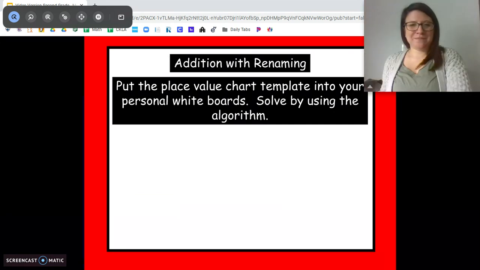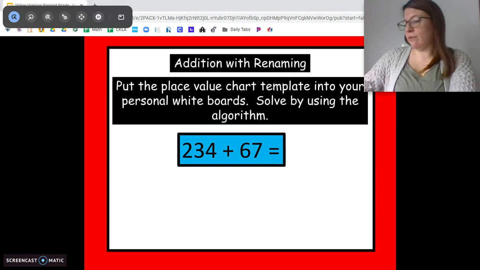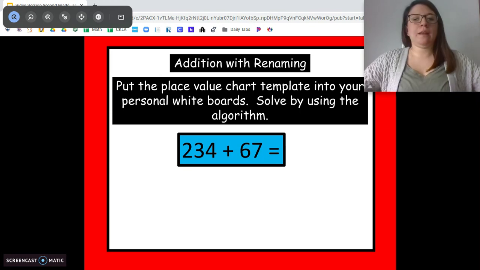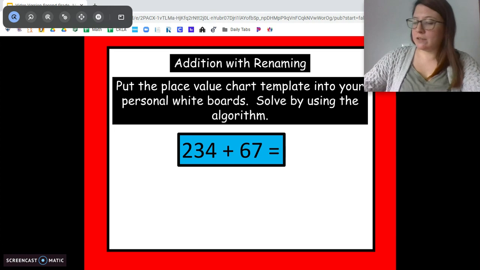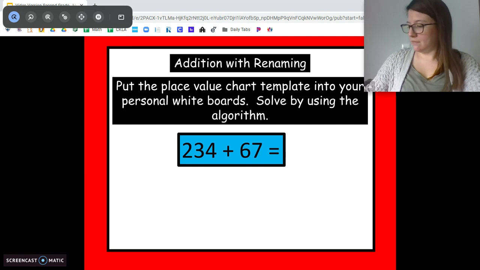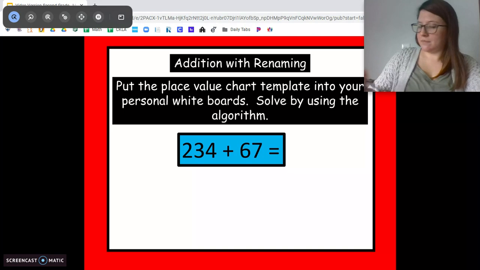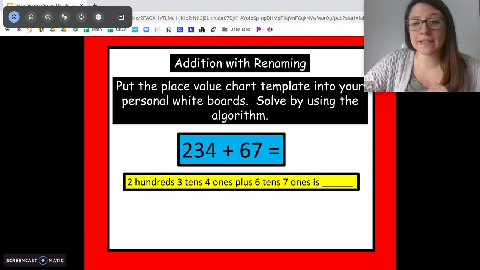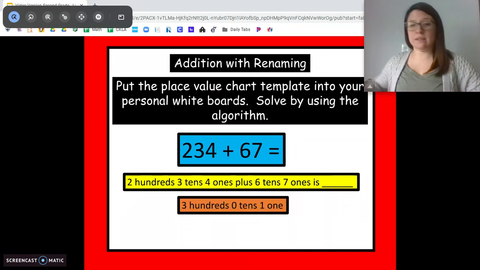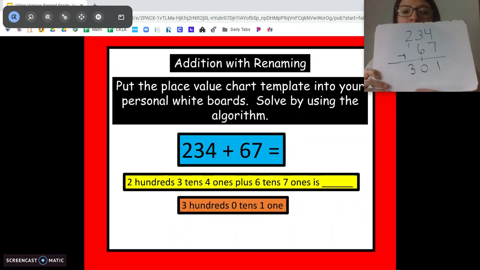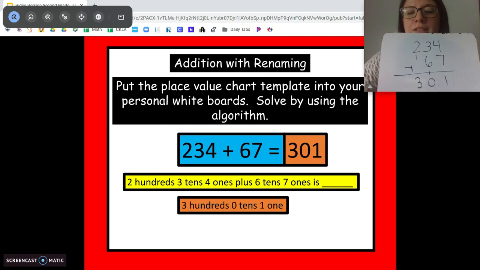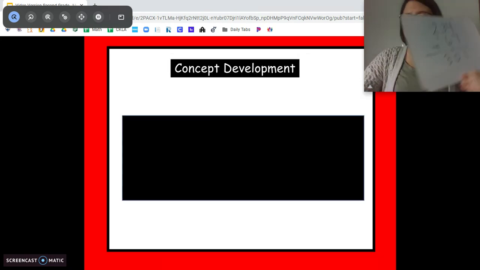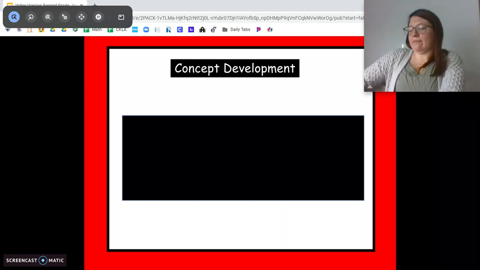Awesome job. All right, let's do one more. 234 plus 67. Again, solve in the way that best works for you. Pause and come back when you're done. All right, so we're adding 2 hundreds, 3 tens, 4 ones, plus 6 tens, 7 ones. We're going to end up with 3 hundreds, 0 tens, and 1 one, which gives us 301. Awesome job. All right, let's go over what we've learned so far.